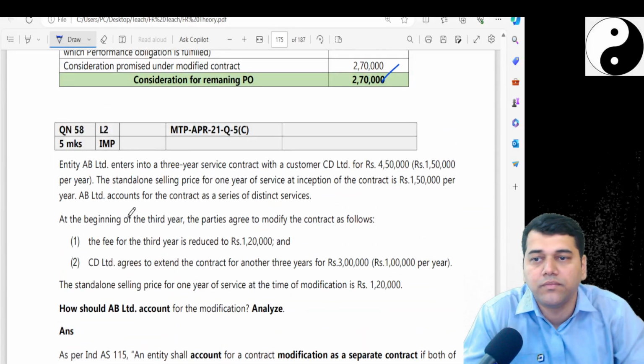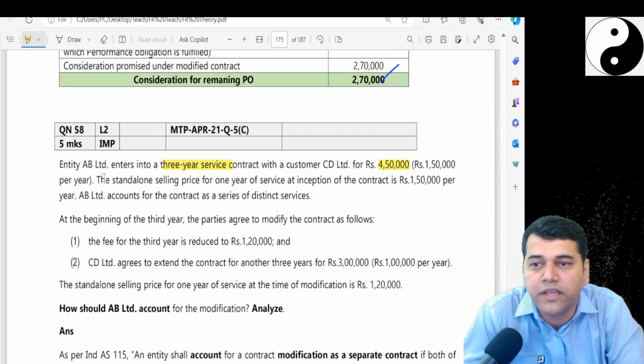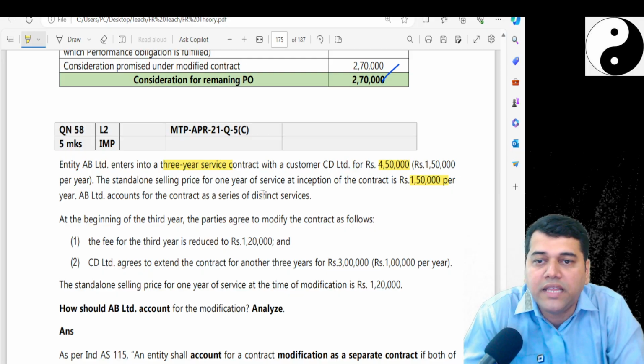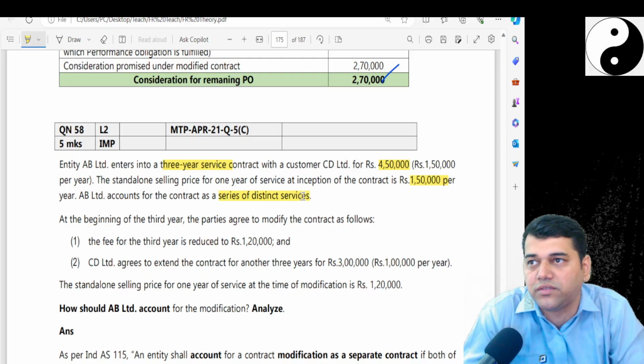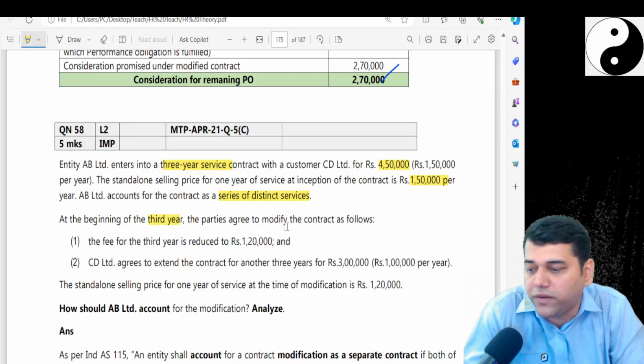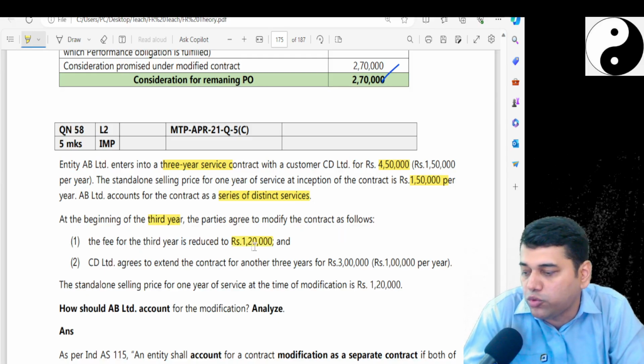I hope it's clear. Entity AB enters into a 3-year service contract with the customer for 4,50,000, 1,50,000 every year you need to pay. The SSP of 1 year service at the inception is 1.5, and they account it as a series of distinct services. At the beginning of the 3rd year, the parties agree to modify the contract amount as follows. The fees for the 3rd year will be reduced to 1.2.